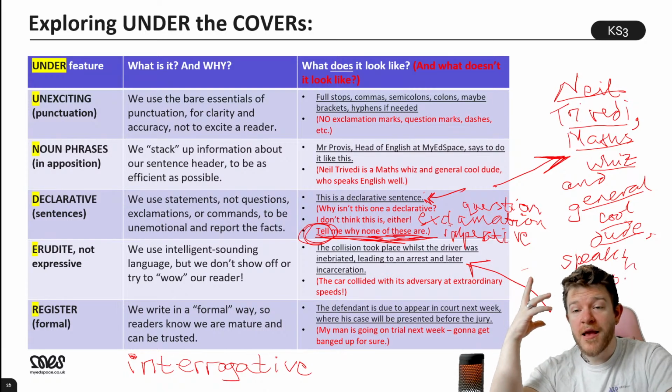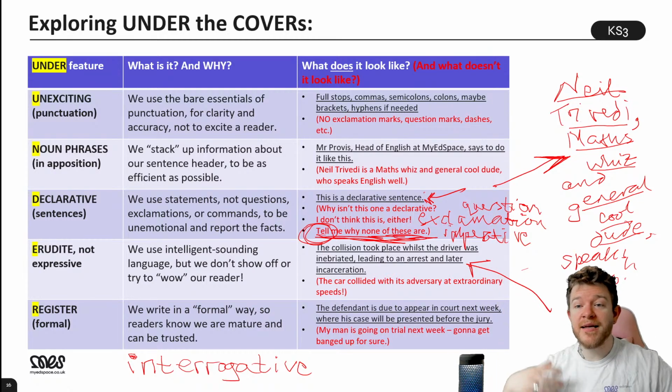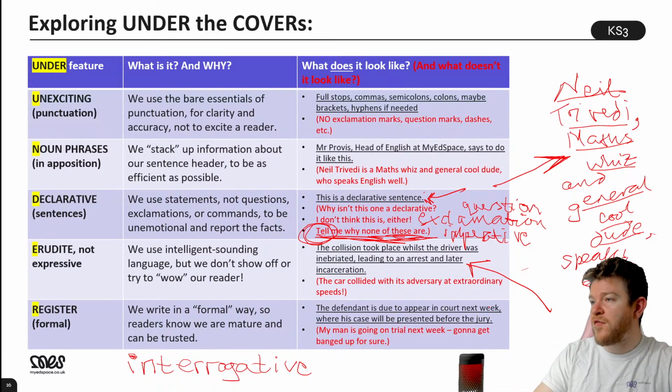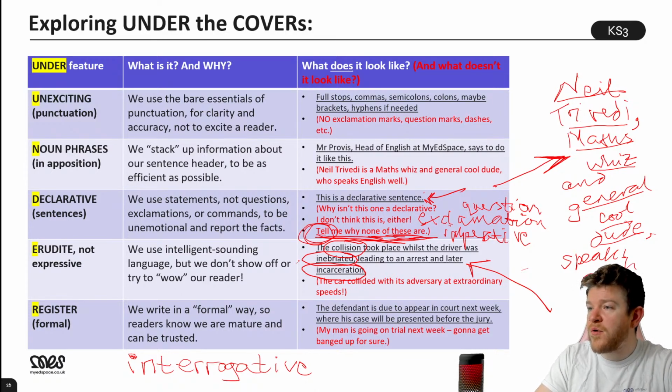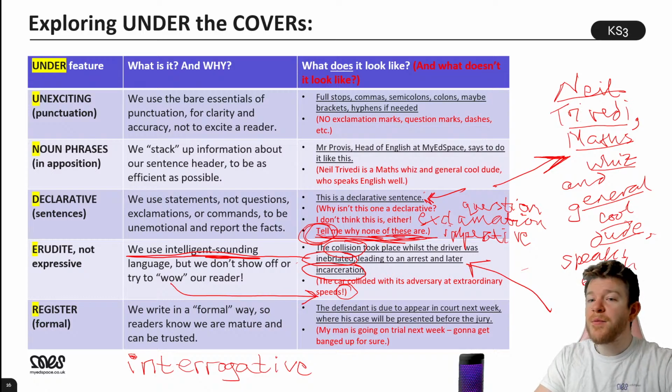But it's still impressive language. I mean, not many people of Key Stage 3 age would know these three impressive bits of vocabulary: collision, inebriated, which means drunk, and incarceration, which means being locked up. So that is clear that we've got intelligent sounding words rather than trying to be too dramatic. And there's a big clue there with that exclamation mark, isn't there? We're not trying to wow our reader. We're trying to just be clear, but also use impressive language.